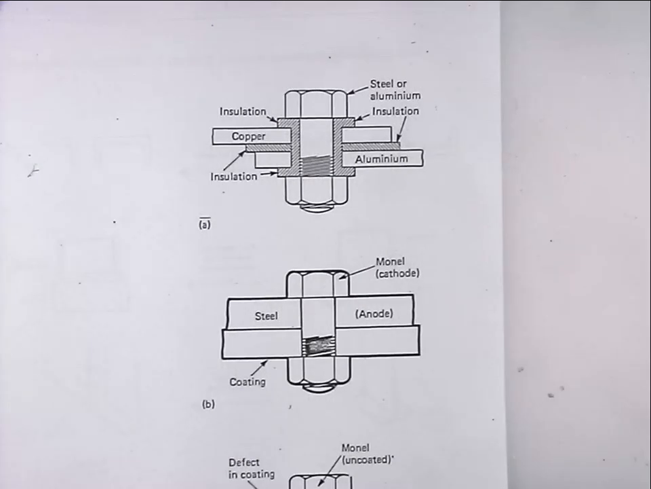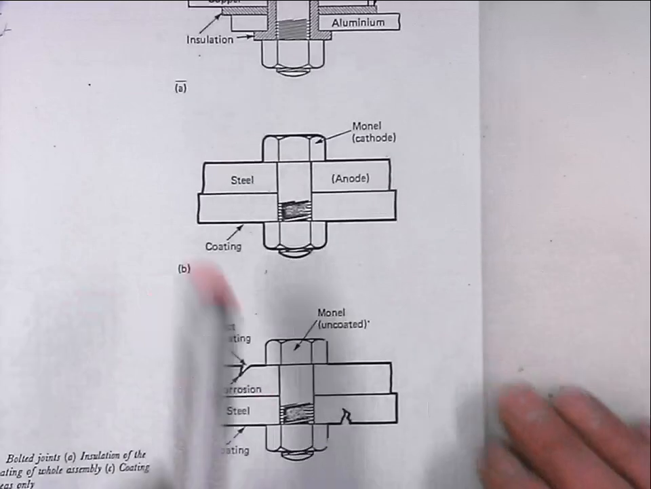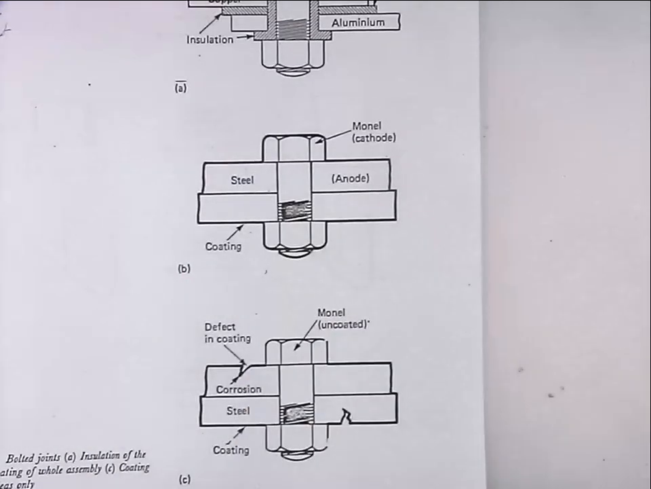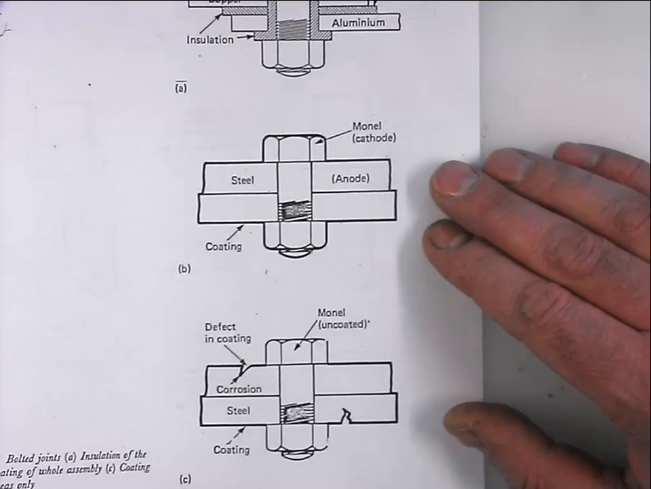A second alternative is just to paint the whole of the structure so that it's no longer in contact with the solution, and that works quite well. This is just an example. Monel is a high nickel alloy, copper nickel alloy that's used in marine environments, and here it's just illustrated bolting some steel plates together. The Monel is the cathode, the steel would be the anode, but if you paint the whole structure, you haven't got a problem.